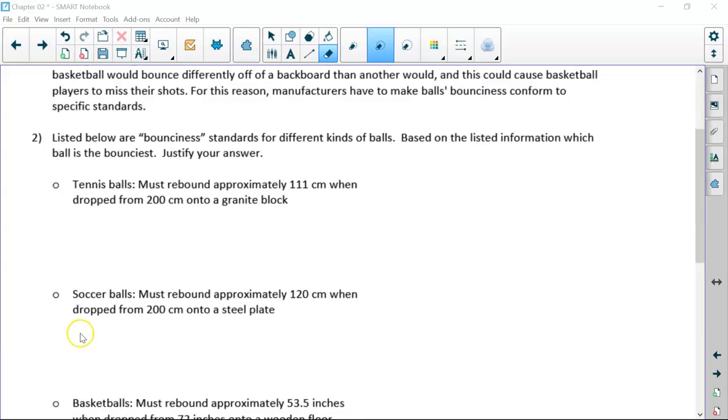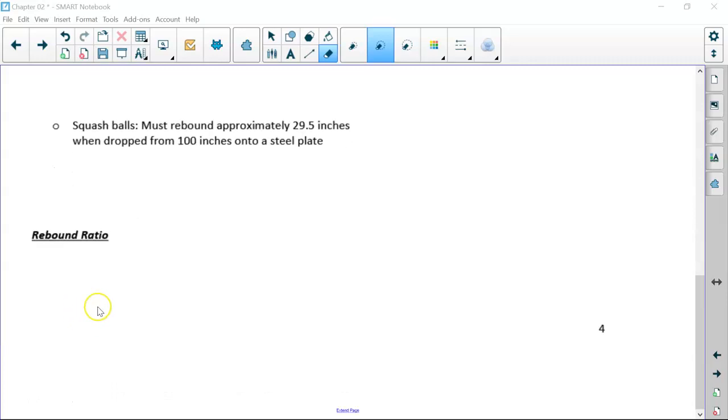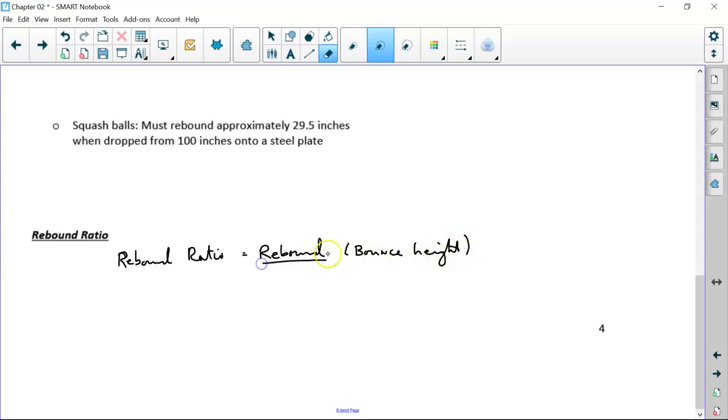Now the rebound ratio at the bottom of the page, I should have moved that up. The rebound ratio is going to be the rebound, that's our bounce height, how high the ball bounces, over the initial drop height.